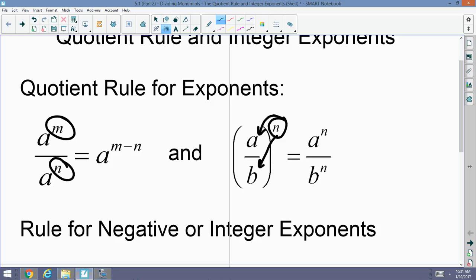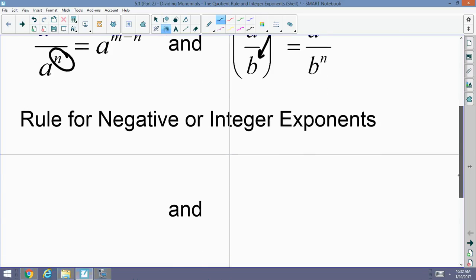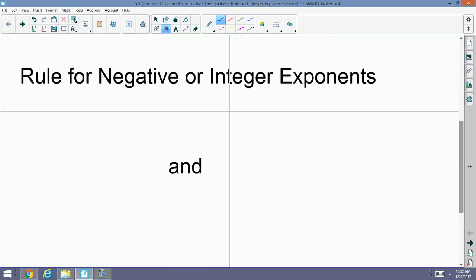So when we divide the same base, you keep the base and subtract the exponents. If you have fractions inside of parentheses that are being raised to a power, I'm going to distribute that outside power to every single term inside of the parentheses. That makes sense? That's the lesson, well, half of it. And now, rules for negative or integer exponents.